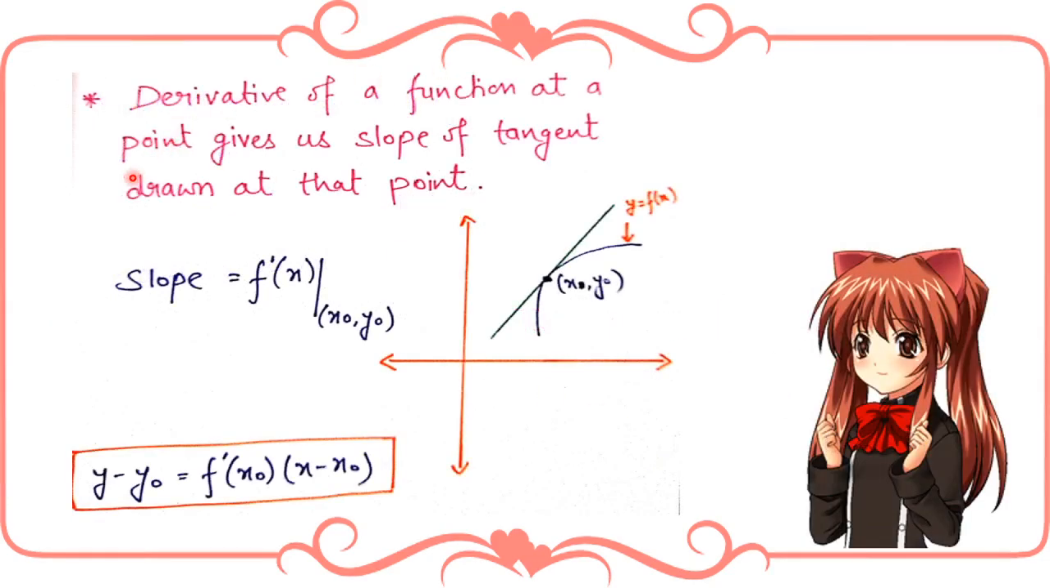The derivative of a function at a point gives us the slope of the tangent drawn at that point. So let's say this is a function y equal to f(x), and we draw a tangent at the point (x naught, y naught). So the slope is equal to f dash at x naught, and the equation is y minus y naught equal to slope times (x minus x naught).